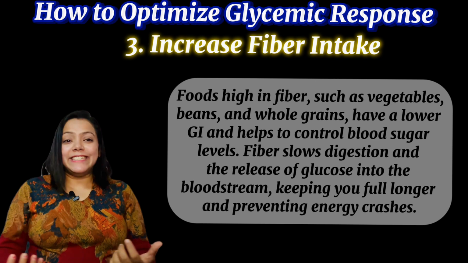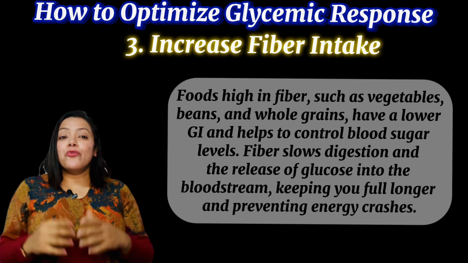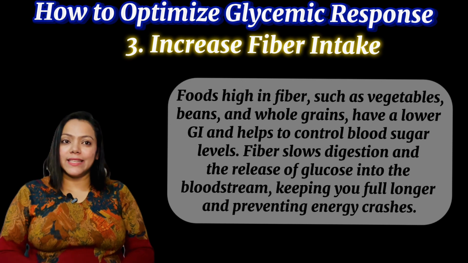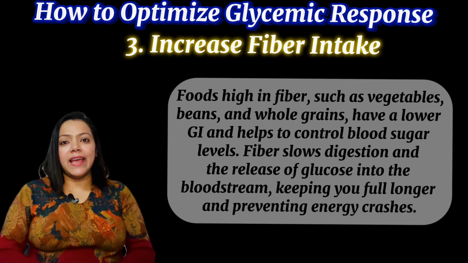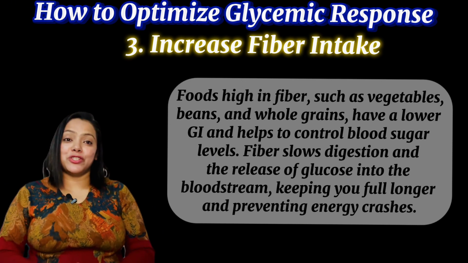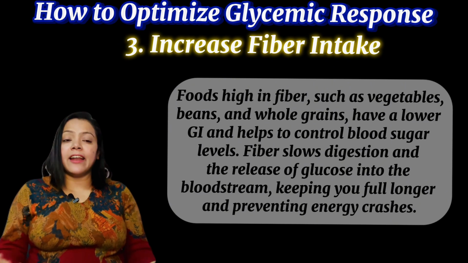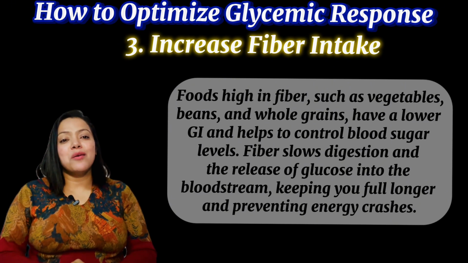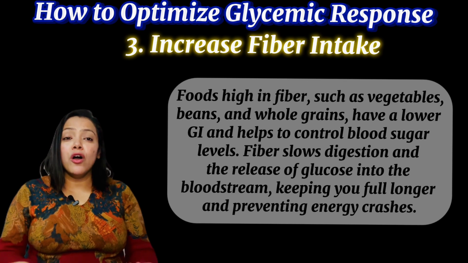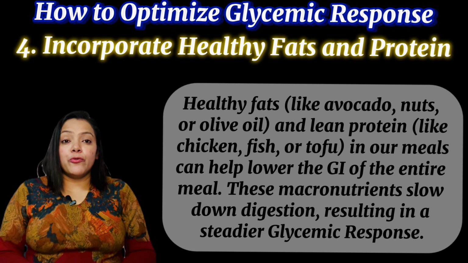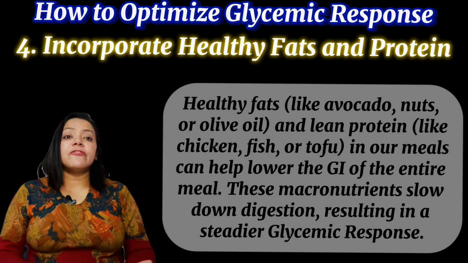Number 3 is eating high fiber diets. Foods high in fiber such as vegetables, beans and whole grains have a lower GI and help to control our blood sugar level. Fiber slows digestion and release of glucose into the bloodstream, keeping you full longer and preventing energy crashes.